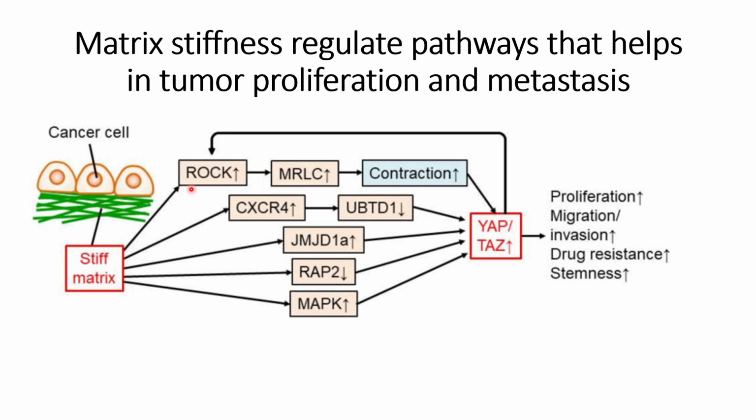So this is a brief summary of how the matrix stiffness helps the cancer cells, not only in terms of immune evasion, but also by making cellular changes in a way that will make them more aggressive and proliferative in nature.